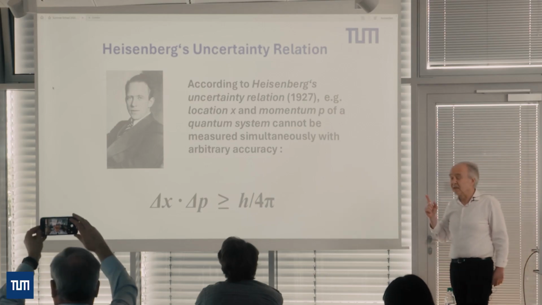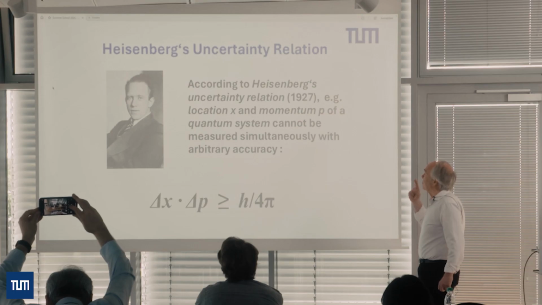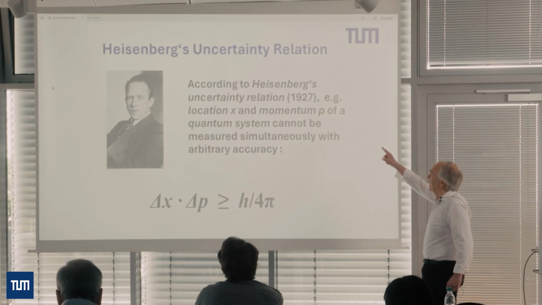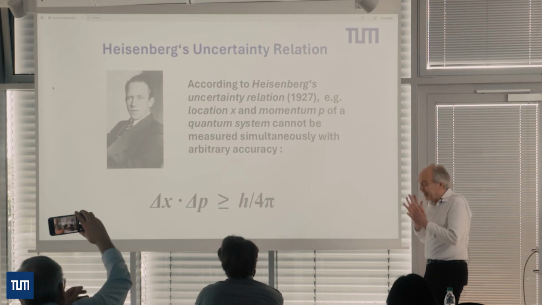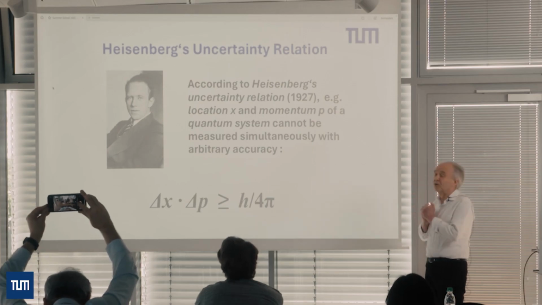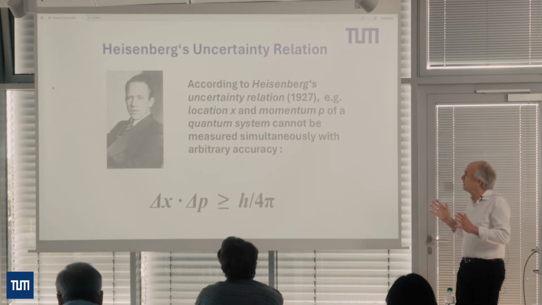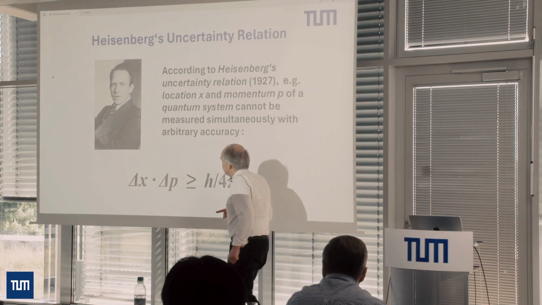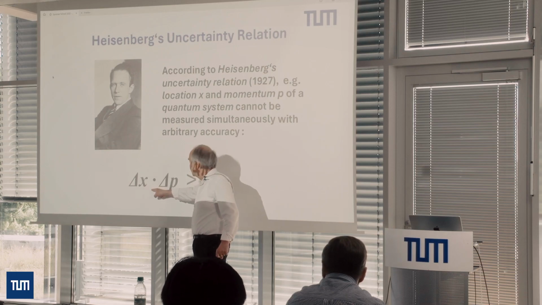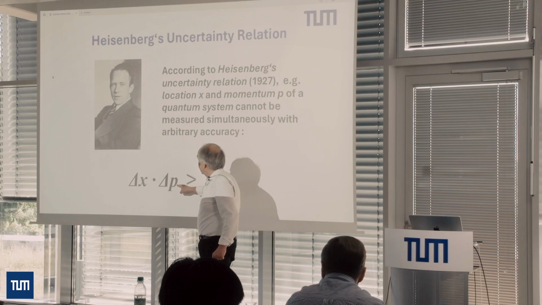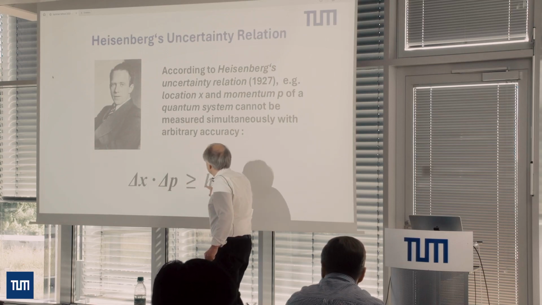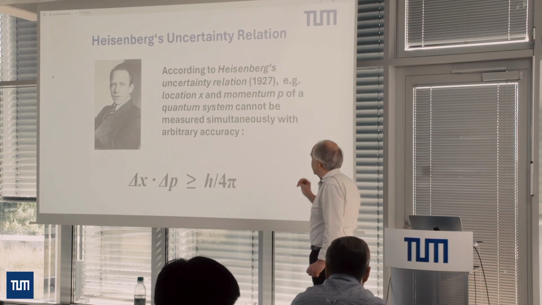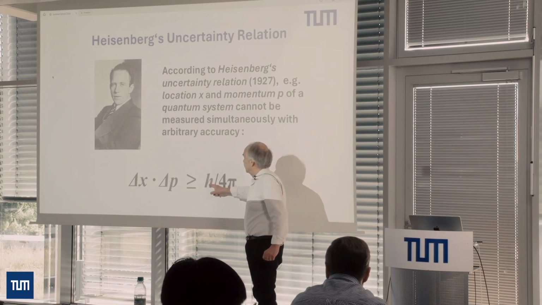And that is closely connected with the famous Heisenberg uncertainty relation, which was formulated for the first time in 1927 by Heisenberg, and that means again location and momentum of a quantum system cannot be measured simultaneously with arbitrary accuracy. If you start to measure location with more and more accuracy, then momentum starts to scatter and vice versa, and that all depends on the ultimately smallest unit in the quantum world, and that is Planck's constant.